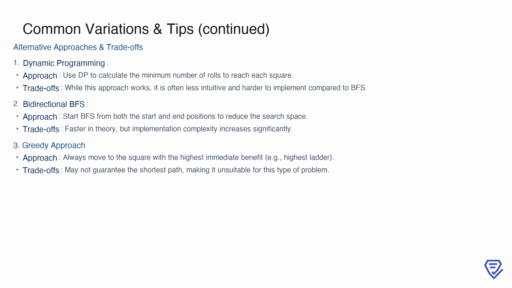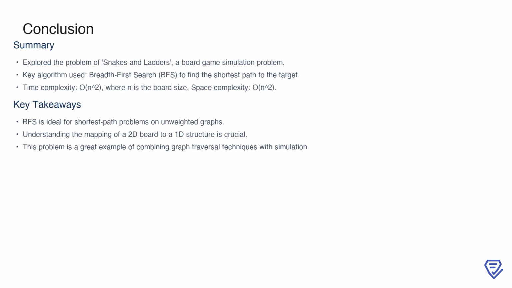A third approach is greedy, where you always move to the square with the highest immediate benefit, such as the highest ladder. However, this method doesn't guarantee the shortest path, making it unsuitable for problems like this where optimality is key. Each of these methods has its strengths and weaknesses, so choose the one that best fits the problem requirements and constraints. To wrap up, we discussed the snakes and ladders problem, where we used BFS to simulate the shortest path on the board. Key takeaways include understanding graph traversal techniques and board-to-array mapping.